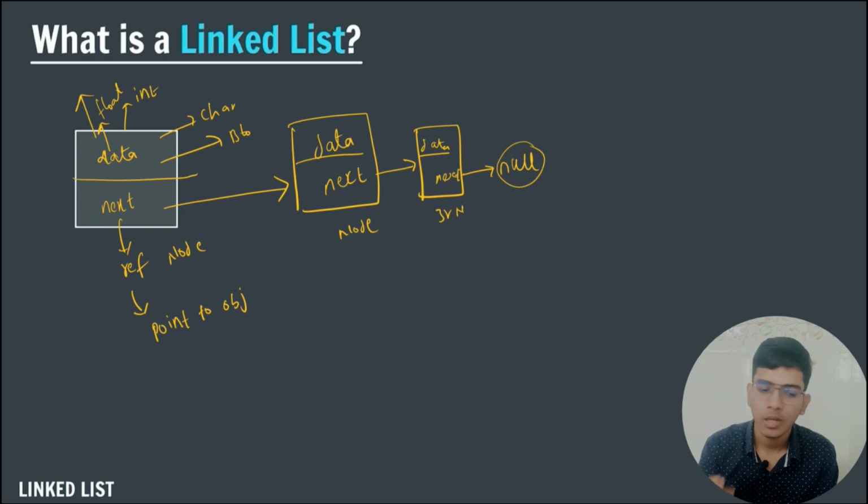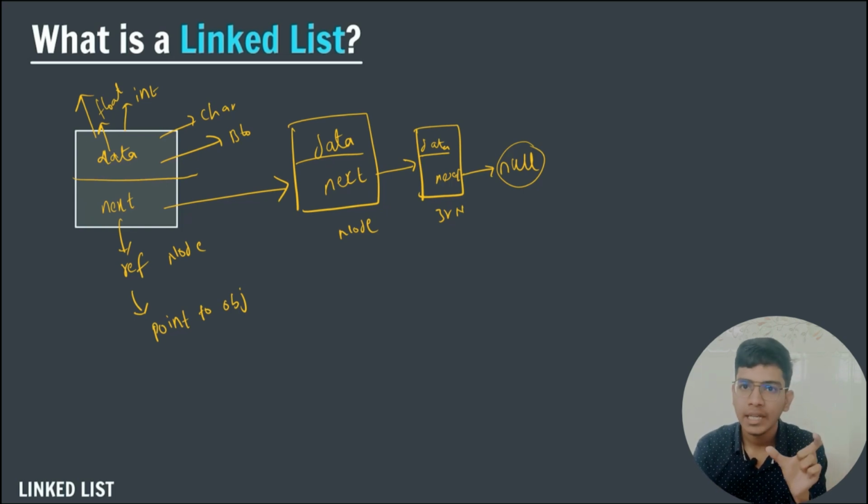Now we know the blueprint. We know that a single node in a linked list will have two things, that is a data type and a reference variable. The reference variable will point to its corresponding next node, and that next node will point to its corresponding next node.